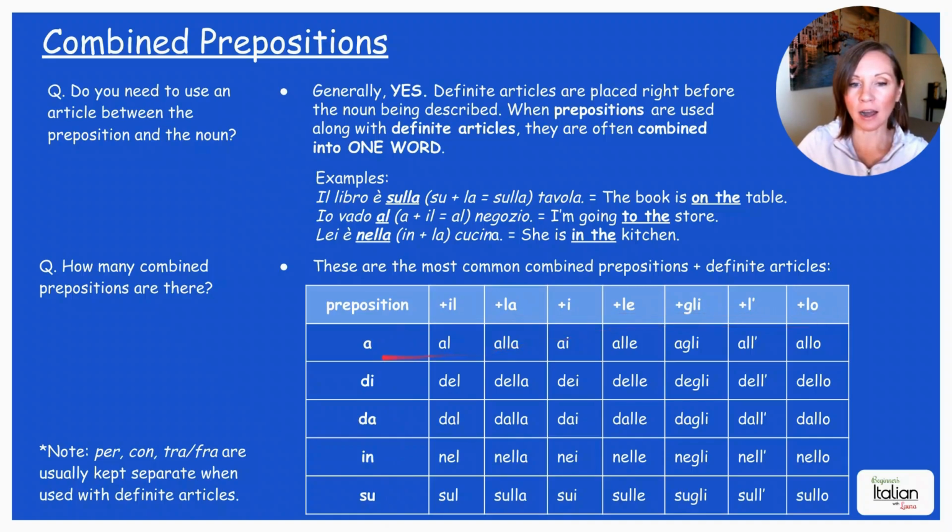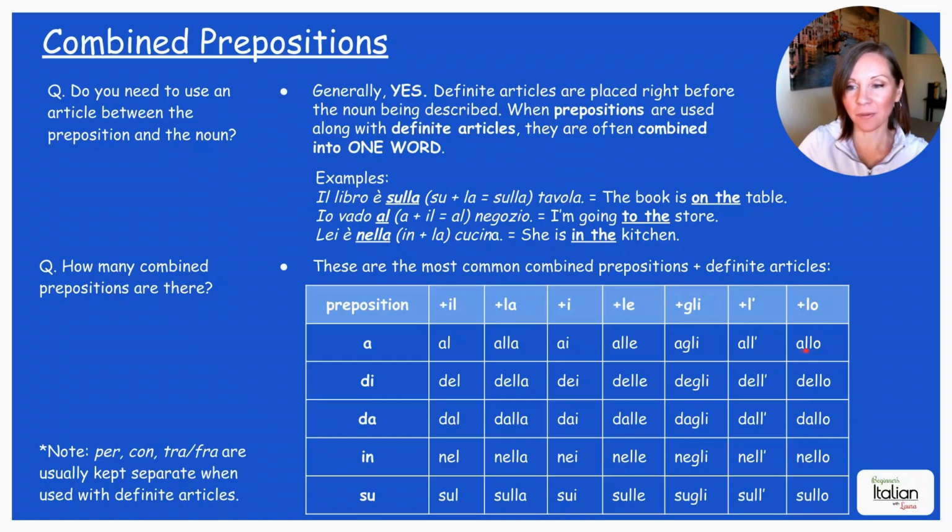Okay, so when you combine a and il, you get al. When you combine a with la, you get alla. You just add another L here. A plus e is ai. Okay, ai. A plus le is alle. Again, you add another L. A plus li is ai. A plus l apostrophe is all'. Again, you add another L. And then a plus lo is allo.